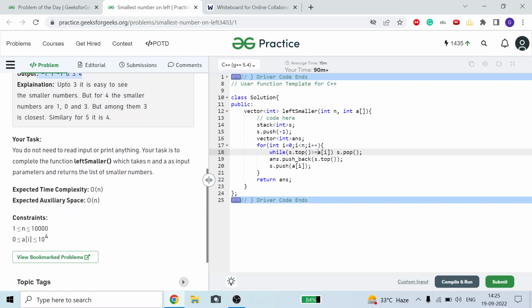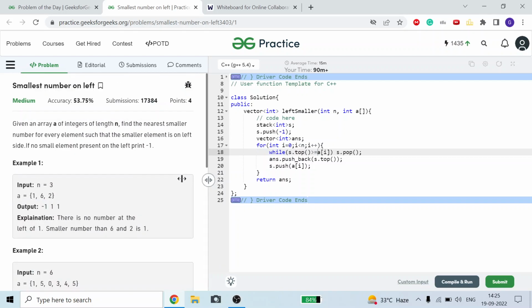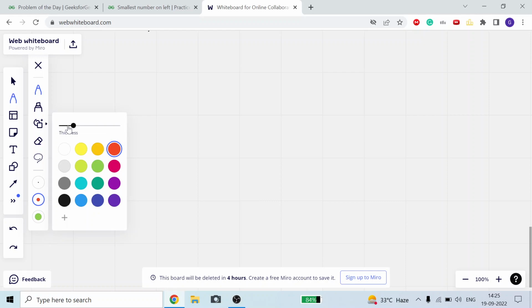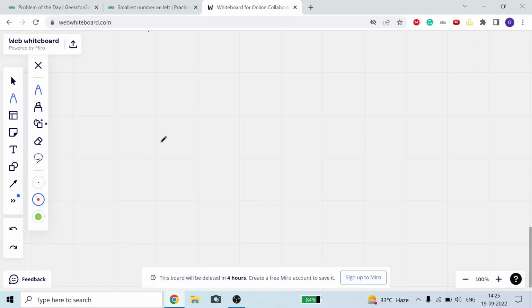Okay guys, so this is a stack problem, and this is a very famous problem and very important for interviews. This is a very common interview problem. I saw this problem in many places regarding interview preparation, so this is a very important stack problem, by the way.